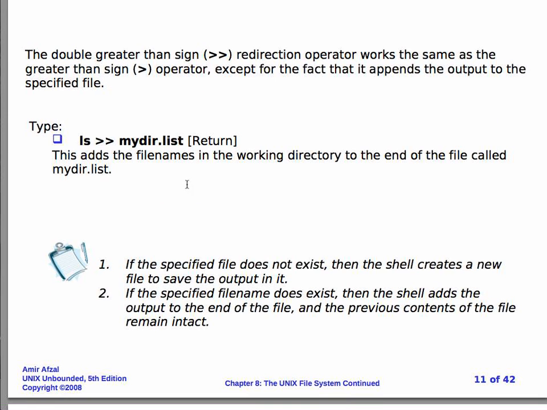The double greater than sign, greater greater, is a redirection operator that works the same as the greater than sign, except that it appends output to the specified file. So let's take a look at that.